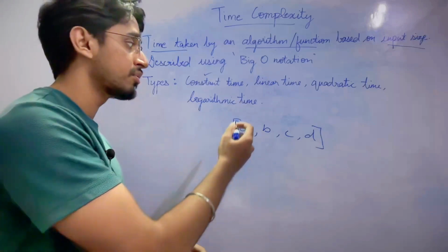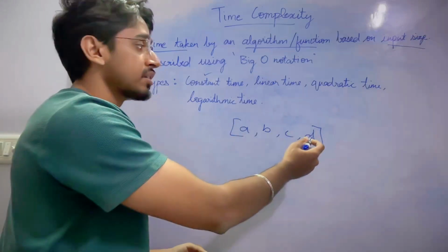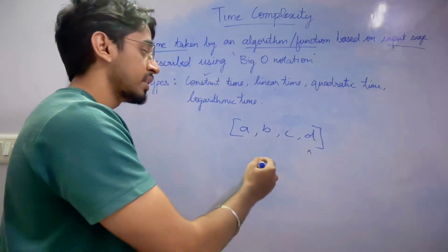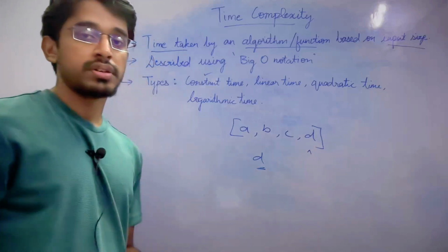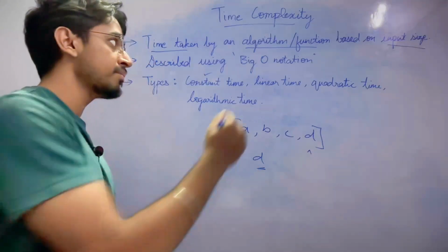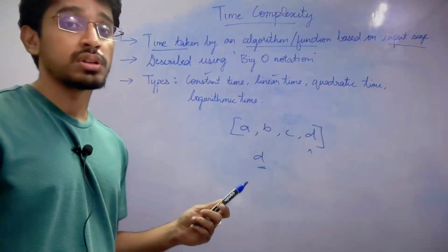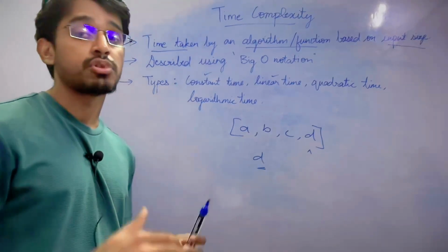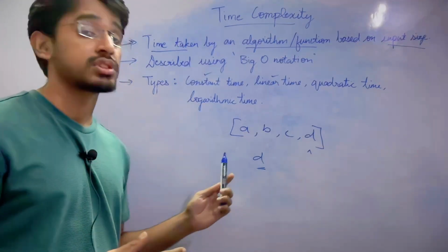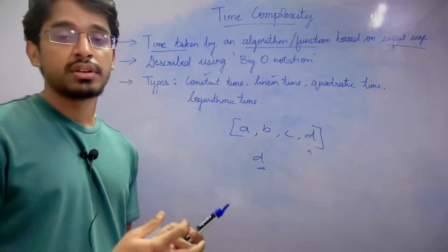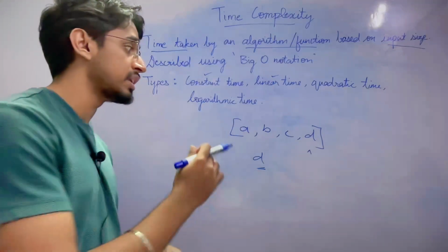So I have to go from the start, A, B, C and D. Okay, so I find this element here and then I return that. So this is the example for linear time. How does it differ from constant time? This depends on the number of inputs. If the number of inputs is more, the time taken to search for the element will be more, right? So that is the example for linear time.